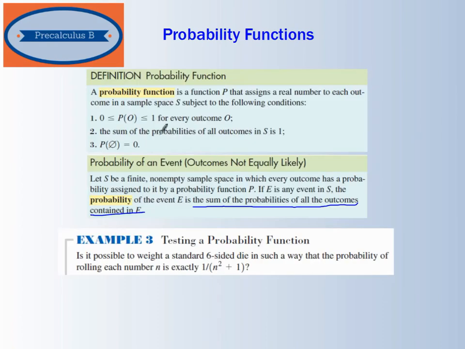Remember the other things, right? Every probability has to be between 0 and 1. You can't have a negative probability, and you can't have a probability greater than 1. And there can't be a probability of getting something that's not in our sample space. Something that's not in our sample space would not be valid, or would have a probability of 0.